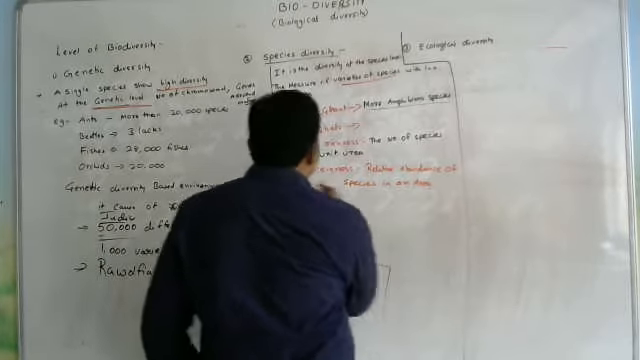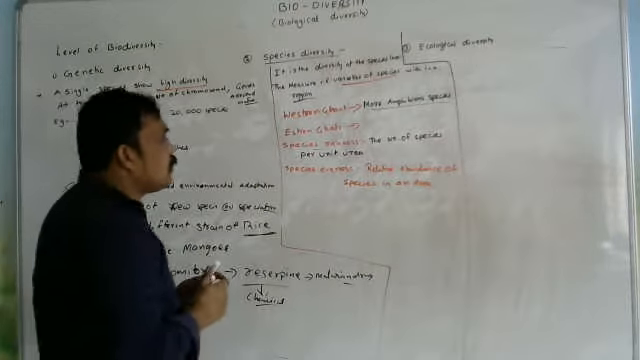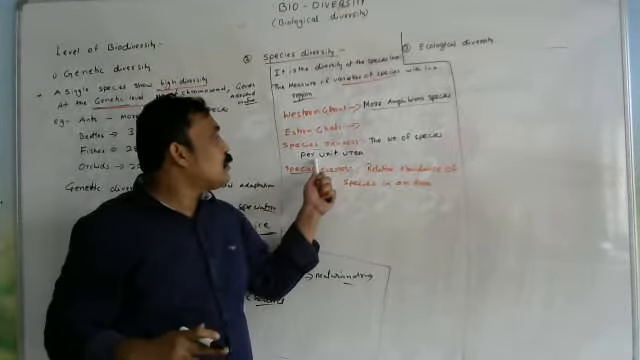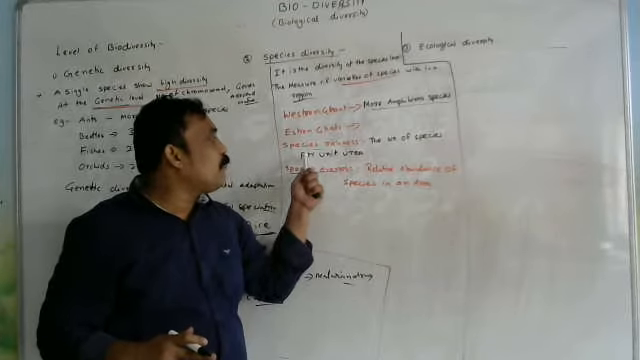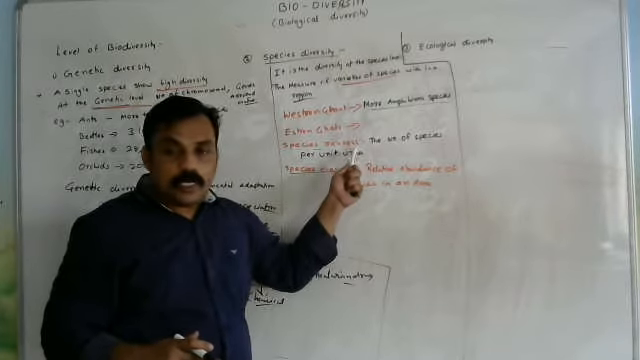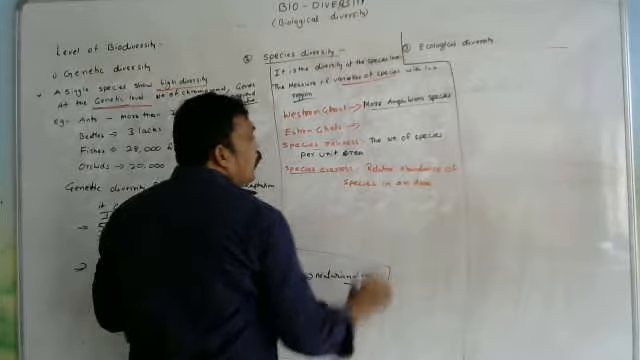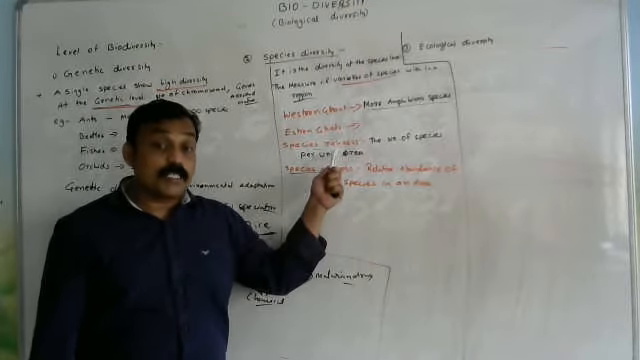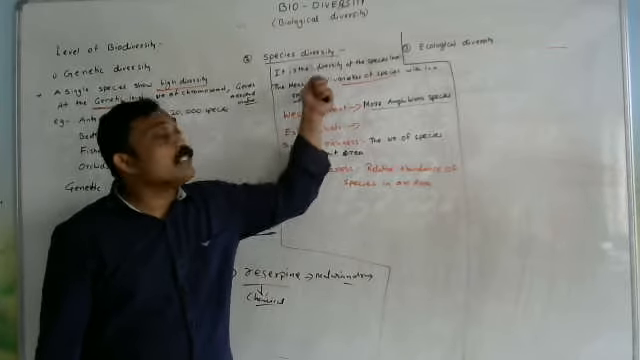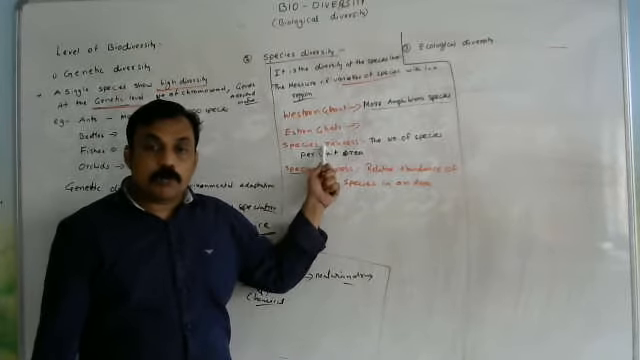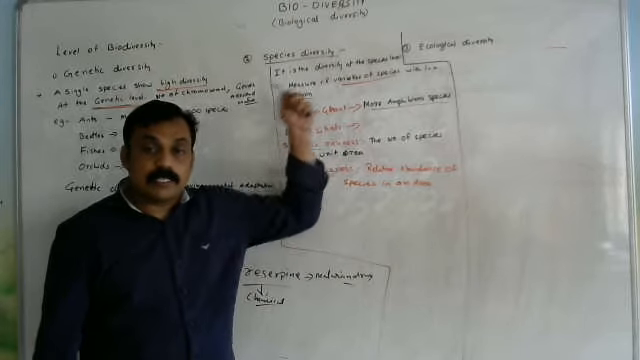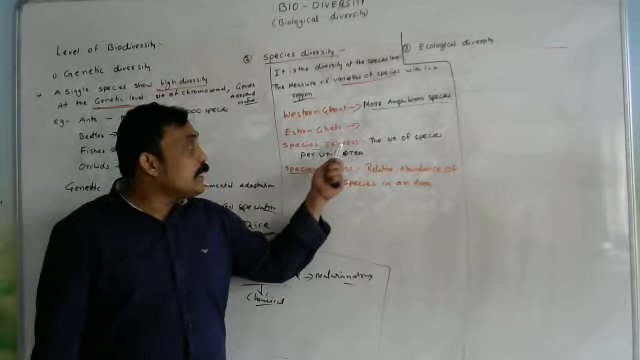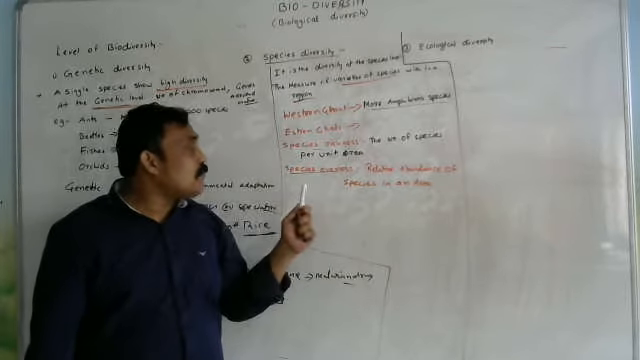Okay, what is the meaning of species evenness and species richness? Rich means high. The number of species in a particular unit area, that is species richness. Species richness is based on species diversity. For example, if species diversity is more, species richness is also more. So the number of organisms is also more.